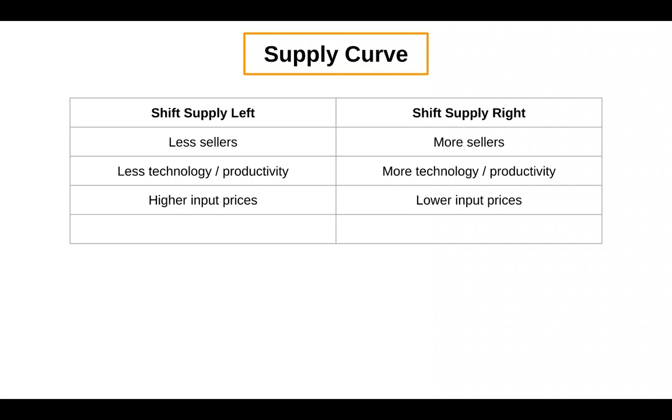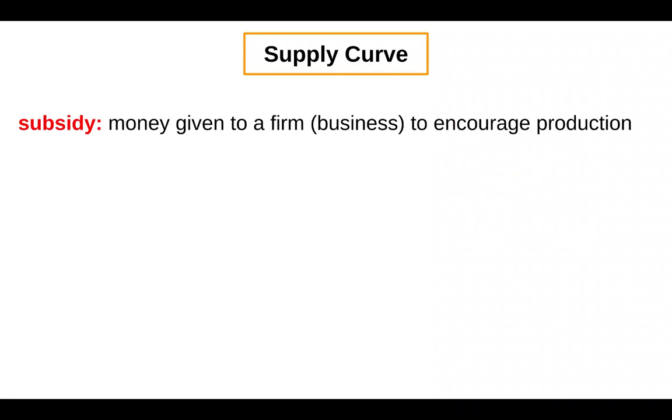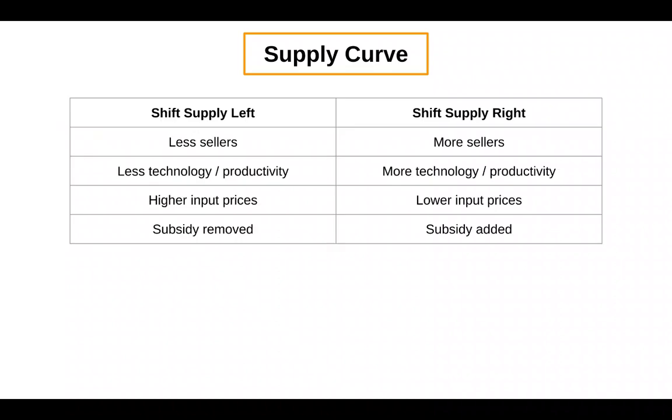And then finally, before we get to the last one, we do need to define this word subsidy. This is money given to a firm or business to encourage production. You see this a lot in agriculture to encourage the production of crops that a country is not producing in sufficient quantities. So if the government adds a subsidy, that would move supply to the right. If the government removes the subsidy, that would move supply to the left.